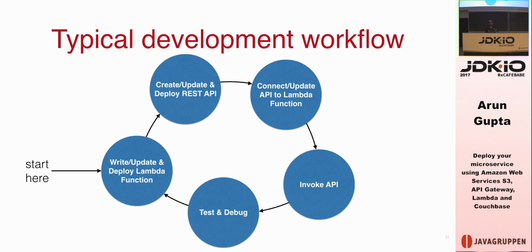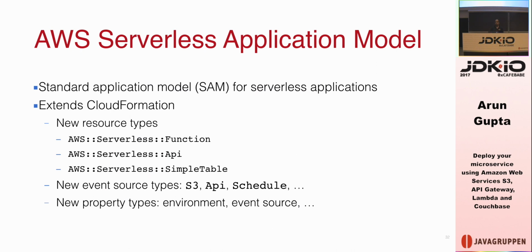Now, what is your typical development workflow? Well, the typical workflow is you create your Lambda function, you upload the Lambda function, and you test it. That's your first step, of course. Then once you have done the Lambda function, then you will create your REST API using API Gateway. Then you will say, my Lambda function needs to be triggered by this REST API. And then you will invoke the REST API. So now every time you invoke the REST API, it will trigger the Lambda function, and you will get the result back. You test and debug, and then you keep doing it until you see that this is actually working.